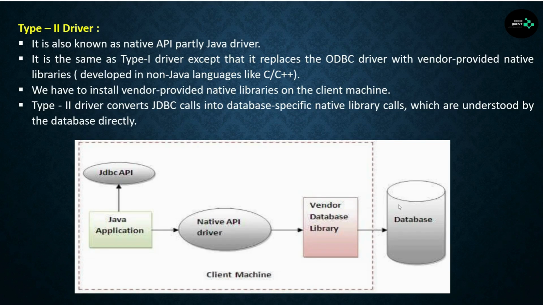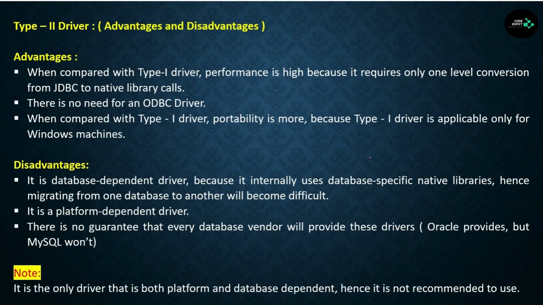So if we have an Oracle database, it has its own native library through which it is able to understand the JDBC calls, which are converted by this type 2 driver. So it is just the same as your type 1 driver, except that we do not have the ODBC driver in between. Okay, so it is just converting the JDBC calls into the native library calls, which are directly understood by the database. Now coming to the advantages and disadvantages.